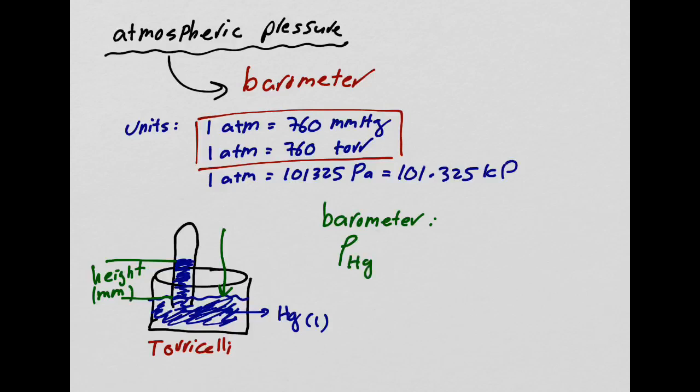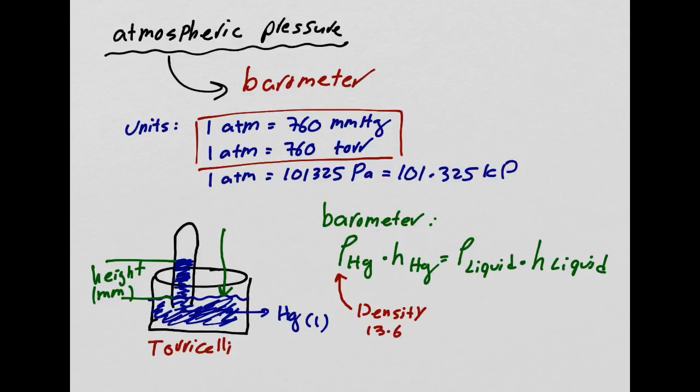Density of mercury times height of the mercury equals density of a liquid times height of the liquid. When we use a barometer, this is the equation that we use. Now, this sign over here, that sign is density. Rho is density. Density of mercury is 13.6 grams per ml. That's the density of mercury.